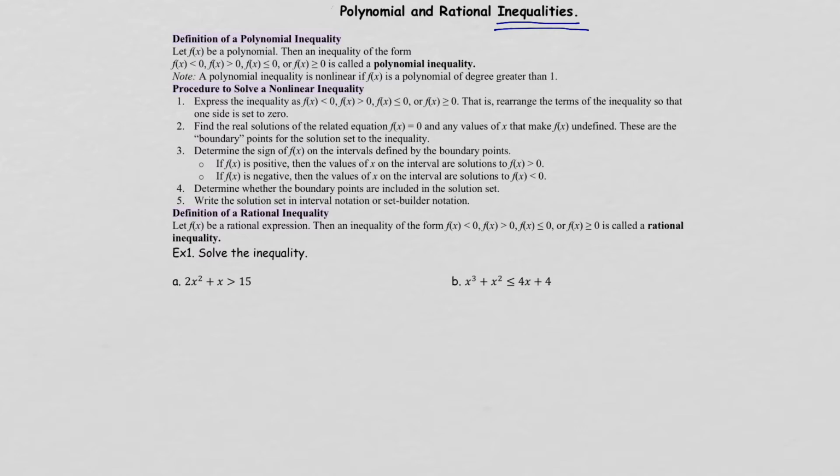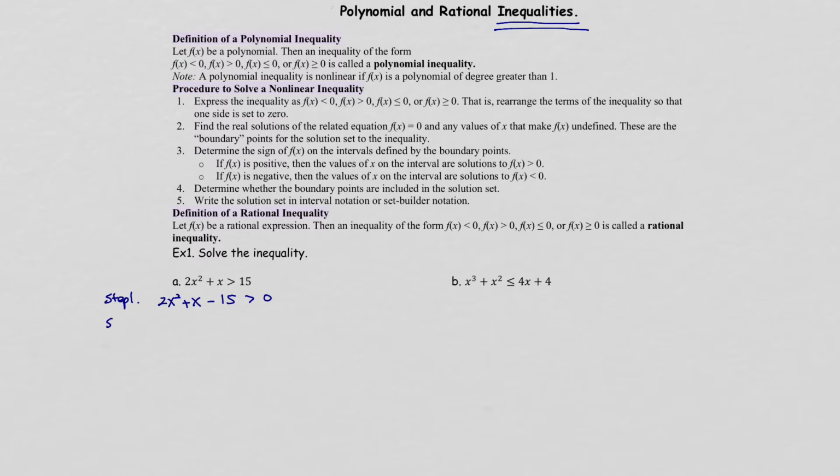The first step that I wanted to do is set everything equal to 0. So, standard form, descending order, equals 0. Then you will have 2x squared plus x minus 15 is greater than 0.